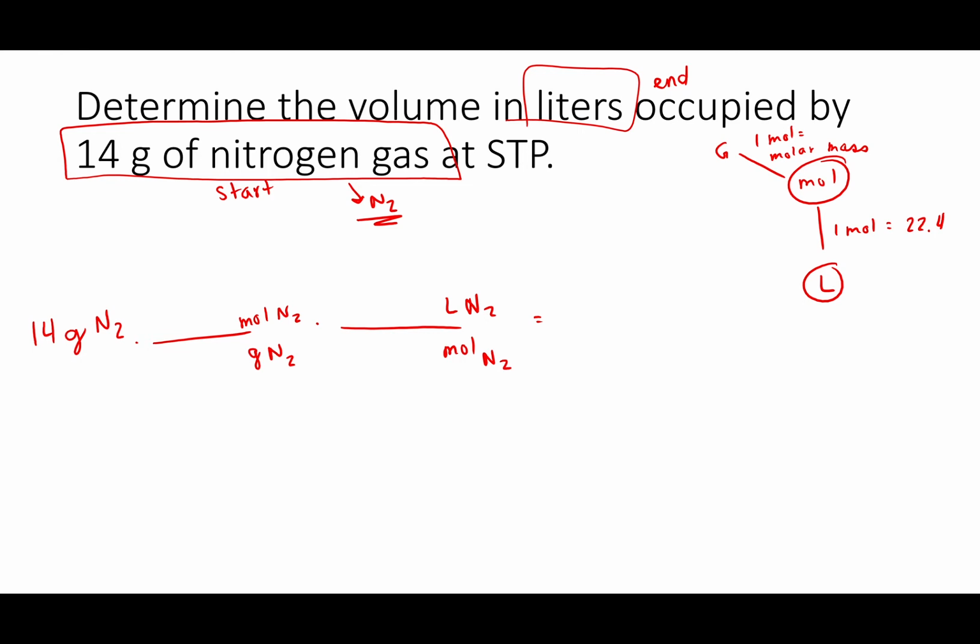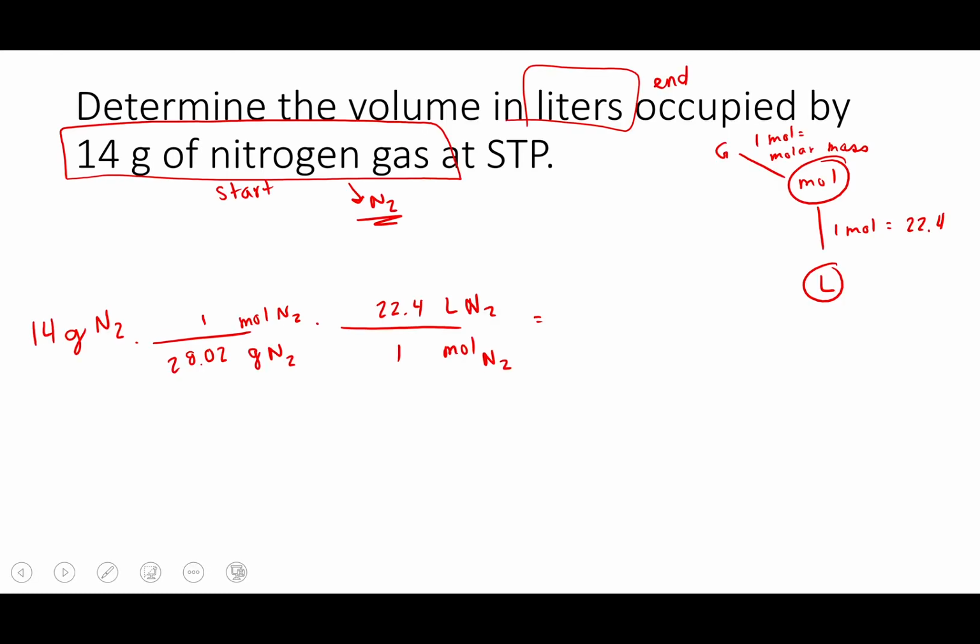All right, when I fill in my conversion factor, I'm going to have 1 mole over 28.02 grams of N2. Then I'll have 22.4 liters over 1. I'm going to divide and multiply. Oops, sorry. And that gives me 11 liters of N2 as my final answer.